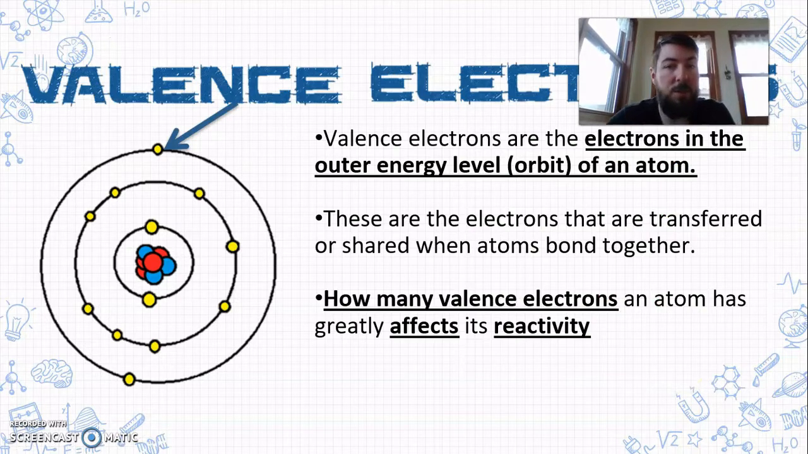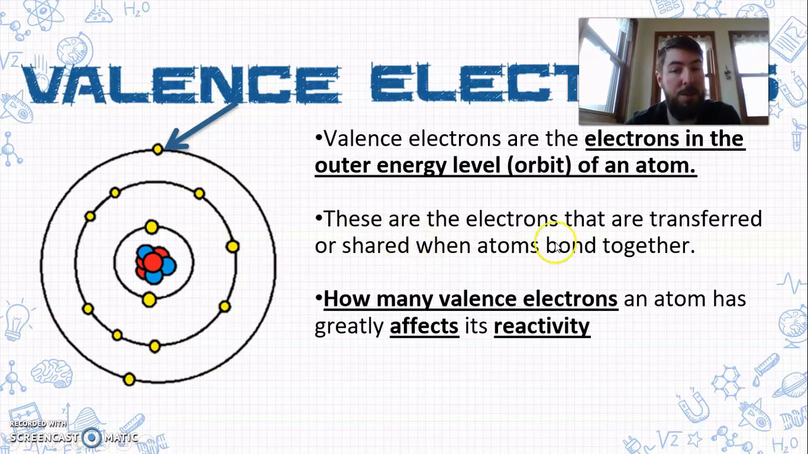So talking about valence electrons, like we said, valence electrons are the electrons in the outer energy level or the outer orbit of an atom. So they are the ones furthest on the outside of that atom. Just looking at this picture here, this one has 2 in its first shell. It has 1, 2, 3, 4, 5, 6, 7, 8 in its second shell. And it has 1 and 2 in its third shell. So we would say that this element has 2 valence electrons. So we just count the ones that are on the outside.